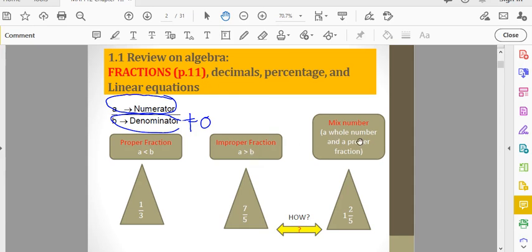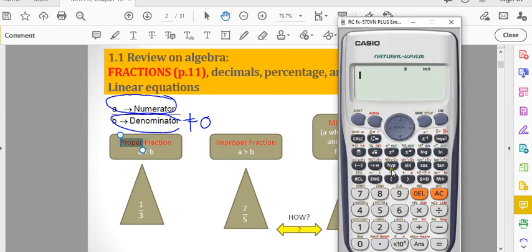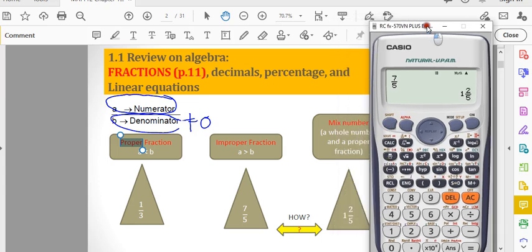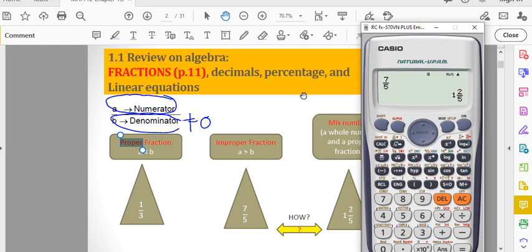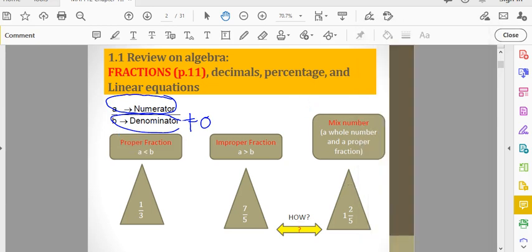So what is a mixed number? A mixed number is a whole number together with a fraction. This one should be okay with you, right? Just take out your calculator if you can't see. Let me share with you. Let's say 7 divided by 5. You can press shift to get your answer in fraction, or if you want it in decimal, that's the answer. Is that okay? So a mixed number is this. This one is straightforward, right? Okay, let's proceed.